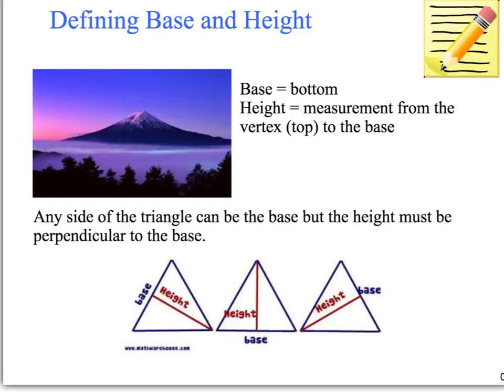Now if we have a look at the diagrams down the bottom here, you can read the notes there that any side of the triangle can be the base, but like I said, the height must be perpendicular. So you can see on the first triangle here, the base is the left hand side, and the height goes from the base to the vertex here.